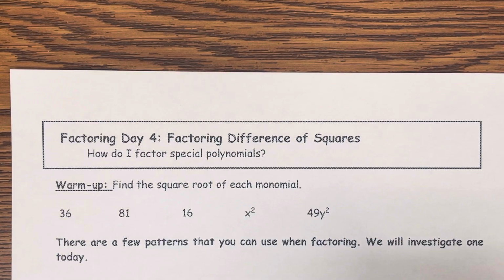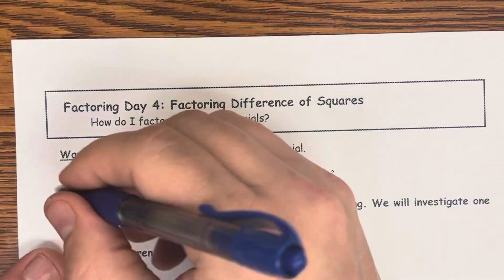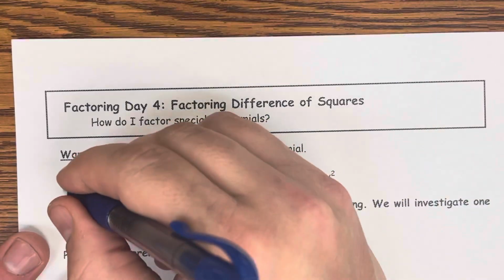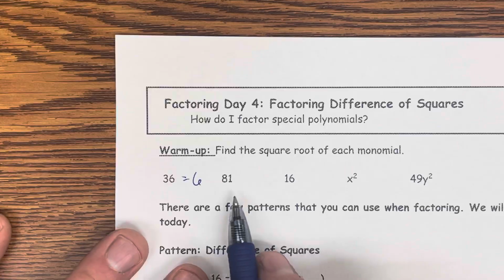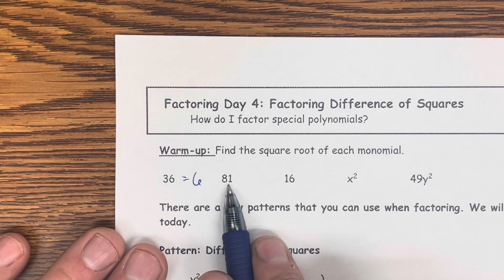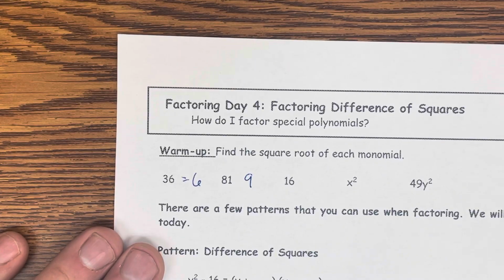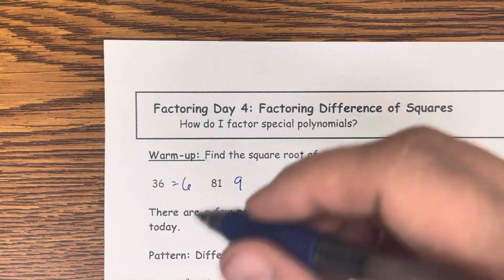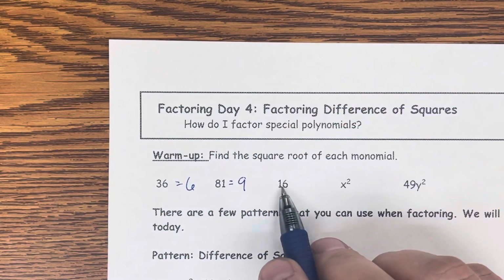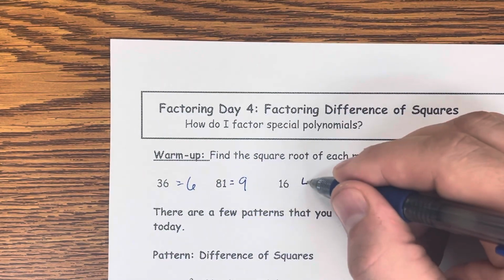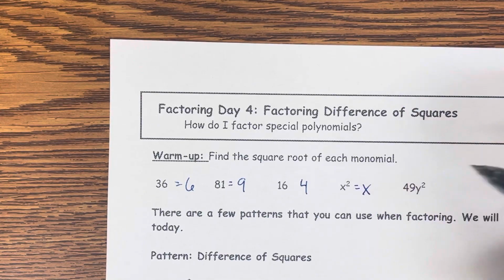So just a quick reminder, square root means what number times itself is that number. So the square root of 36 is 6. Okay. The square root of 81 is 9. Technically, it could be both positive and negative 9, but since it's indicated as just a positive number for this, we're just going to leave it at that. The square root of 16 is 4. And the square root of x squared is x.